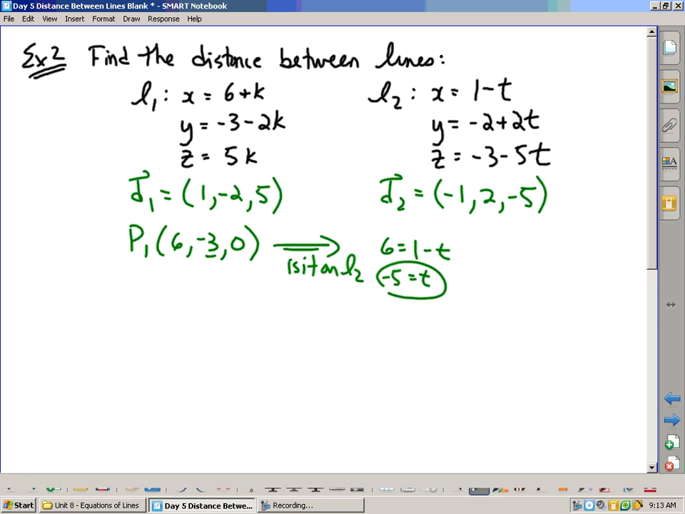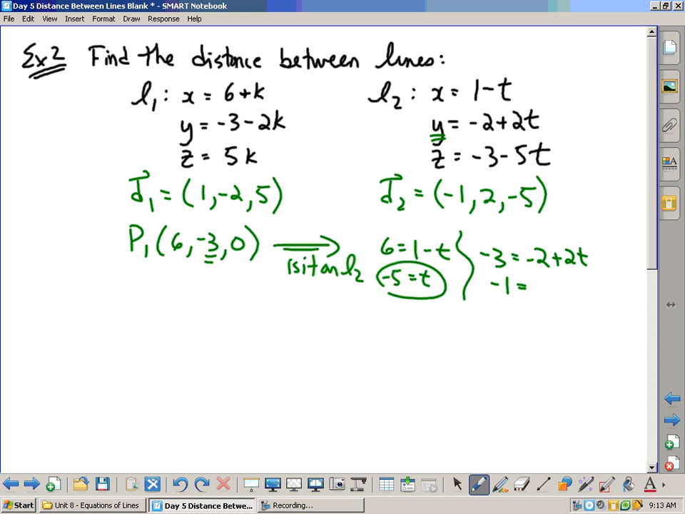And then we're going to take the y here and plug it in here. So this would be -3 equals -2 plus 2t. It's -1 equals 2t, so -1/2 equals t. So right away you see you get different values for t, which means this point is not on the line, which means these must be distinct. We do know that they're parallel and they're distinct.